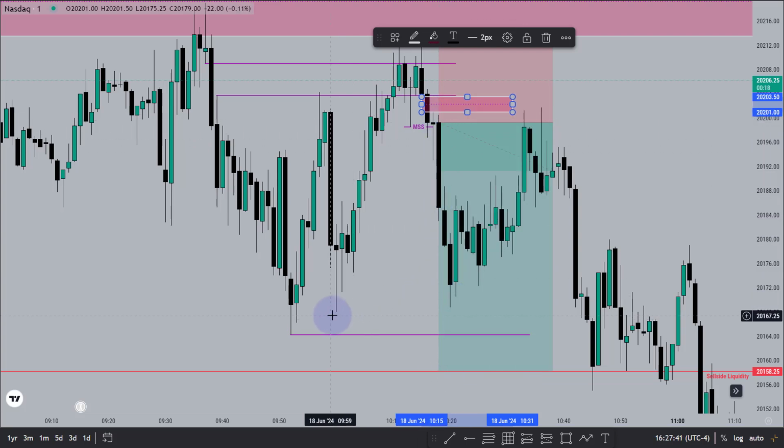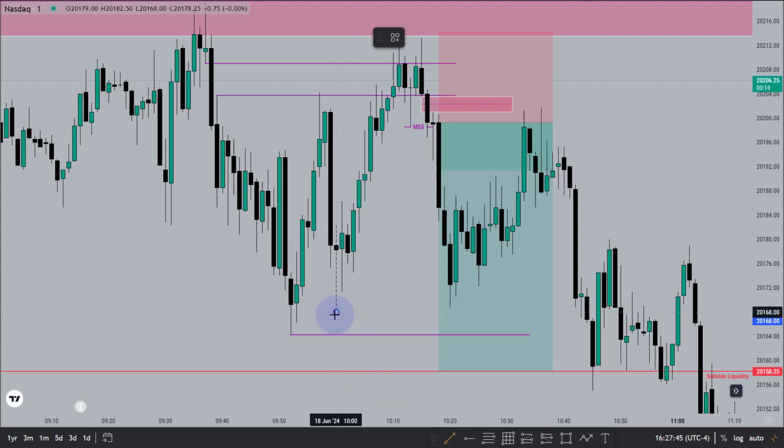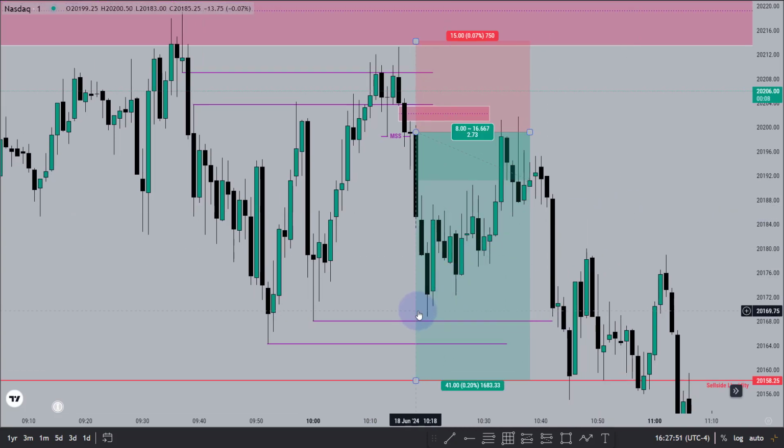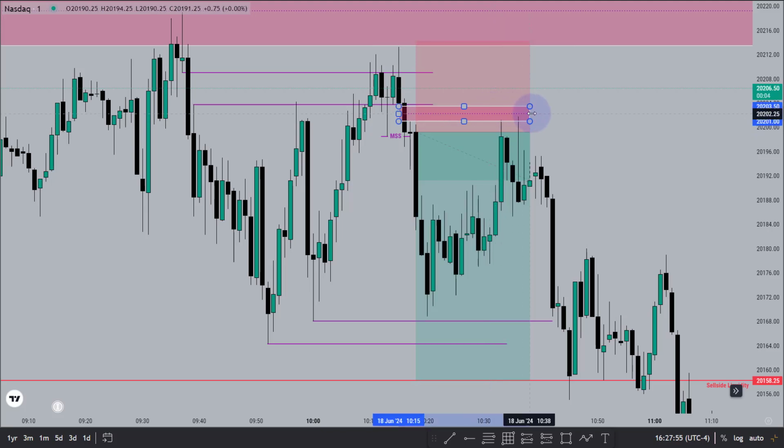What has it done? See this low and that low. Now it has made some support zone over here. This is relatively equal lows. After making these relatively equal lows, the market went higher again. One more time, what did it reach? This fair value gap.